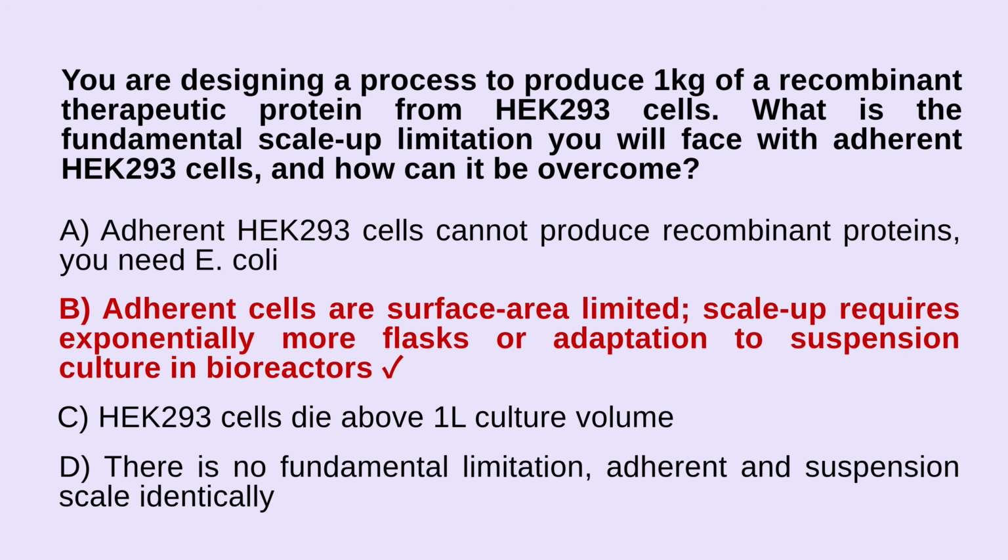Here's why. One of the biggest concepts in bioprocess engineering is understanding how different cell cultures scale. Adherent cells grow only on a surface, so increasing protein production means providing more surface area, more flasks, more cell factories, and more incubator space. Suspension-adapted HEK 293 cells, on the other hand, grow throughout the culture medium. This allows production to scale by increasing the culture volume in bioreactors, making large-scale manufacturing far more efficient. That's why most industrial HEK 293 production today uses suspension-adapted cell lines to overcome the limitations of adherent cell culture.